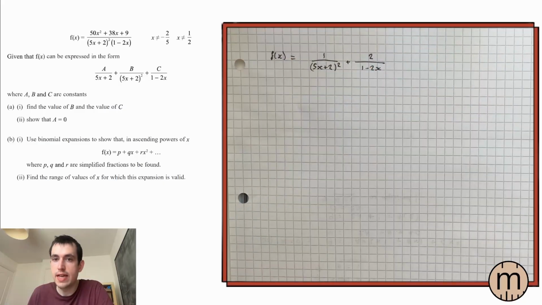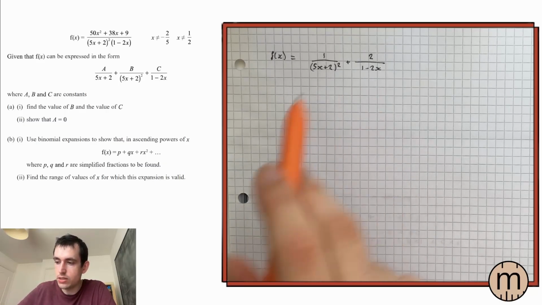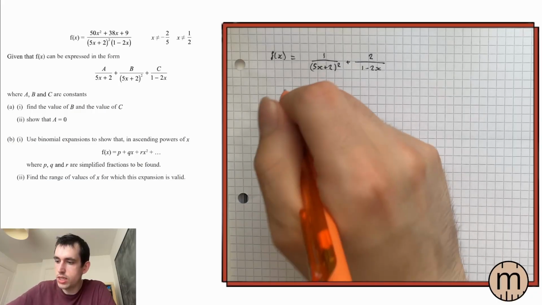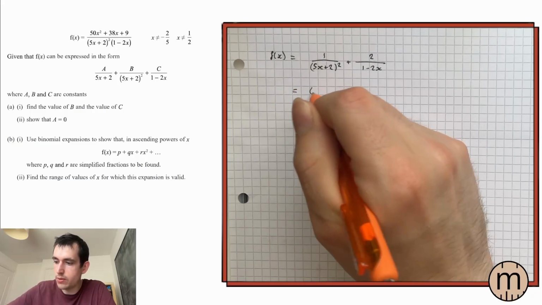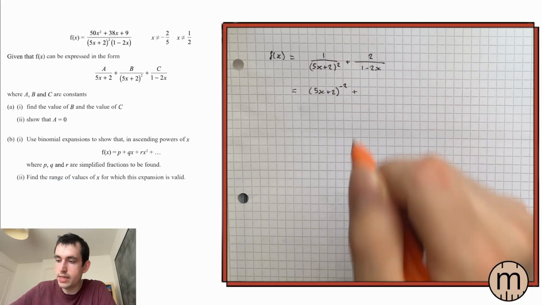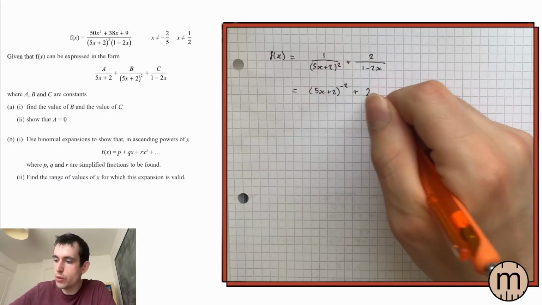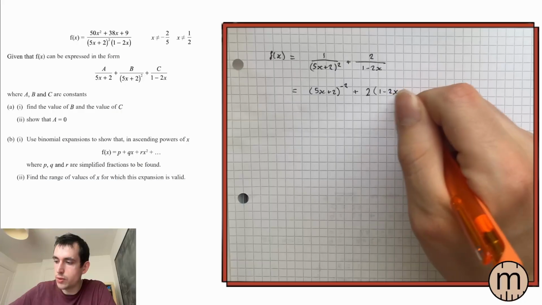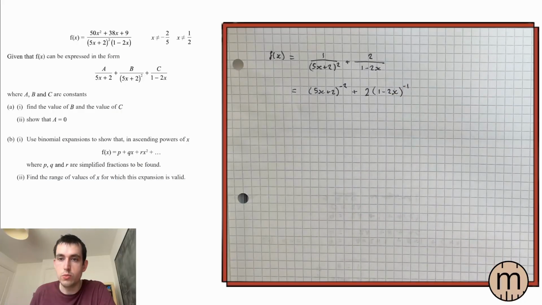So I've written f of x in the form given in part A, but with a being 0, so that means I've just got rid of it. So we've got 1 over (5x plus 2) squared and 2 over 1 minus 2x. What we've got to realise is that that's not in the form for binomial expansion, so we have to use our laws of powers to write this as (5x plus 2) to the power of minus 2 plus 2 lots of (1 minus 2x) to the power of minus 1.